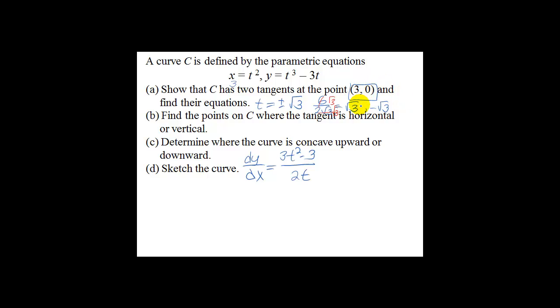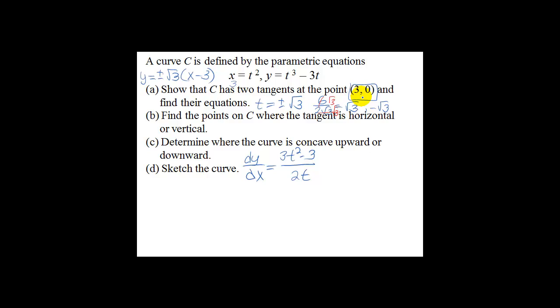That's interesting. At this point, there is a positive slope tangent and a negative slope tangent. So that tells us the curve must cross itself there, at the point where x equals 3 and y equals 0. So the equations of our tangents, I'm trying to figure out where to put them on the screen, I'm going to put them right up here, are y equals plus or minus square root of 3 for our slope, times x minus 3, using the point-slope formula at this point right here. So we have those two tangents.